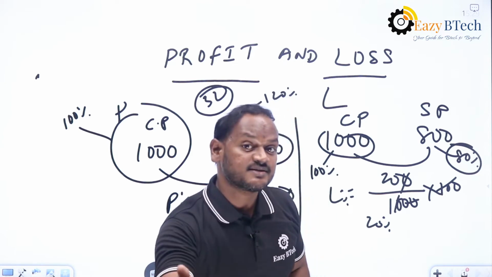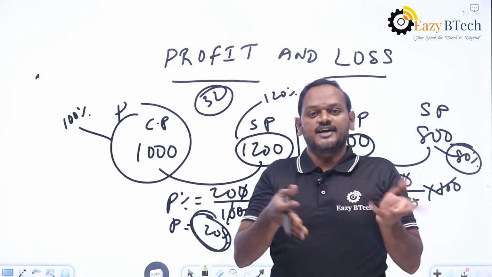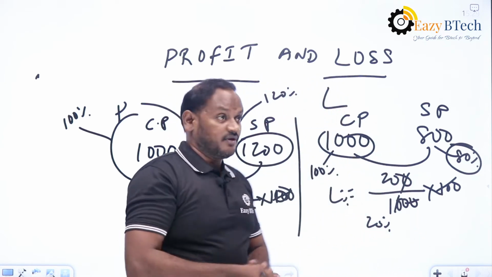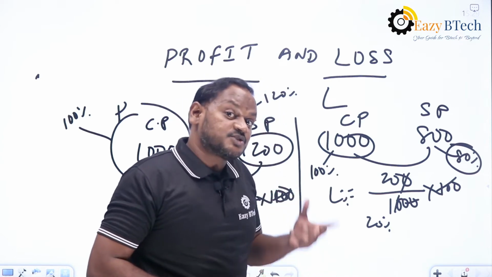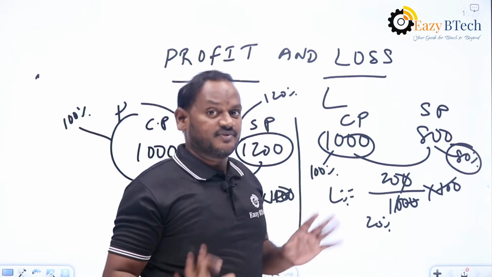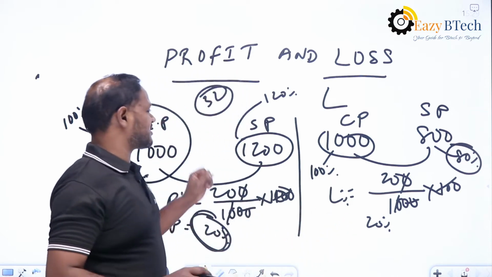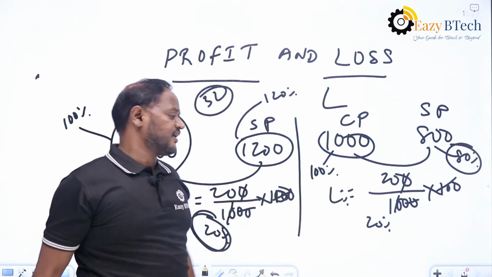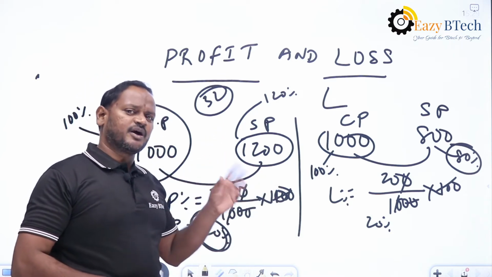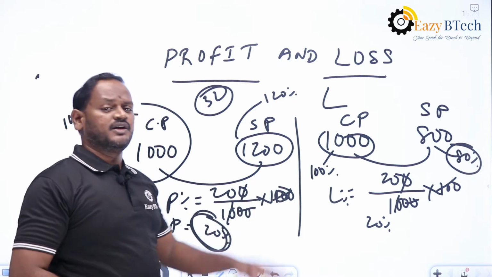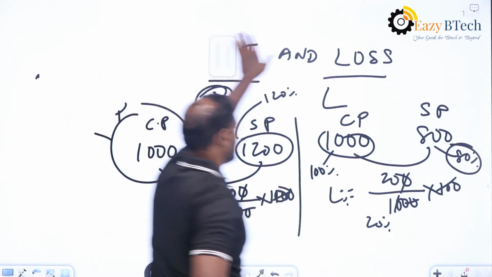To get profit, the selling price should be more and the cost price less. To get loss, the cost price should be more and the selling price less. That's it. Whatever the situation, the cost price is always taken as 100%. This is model number 1: according to percentage, how to solve profit and loss questions in the easiest way. That's my intention, right?